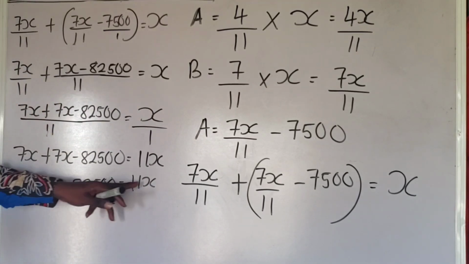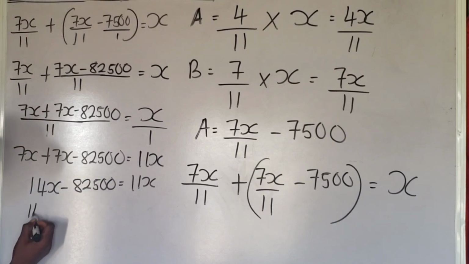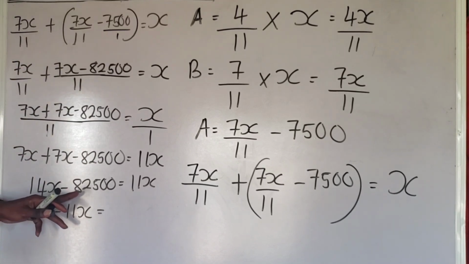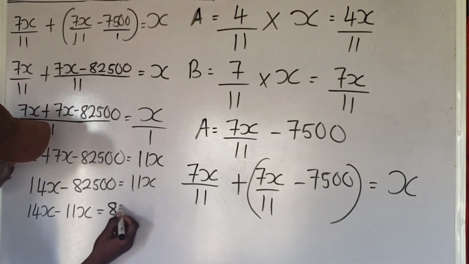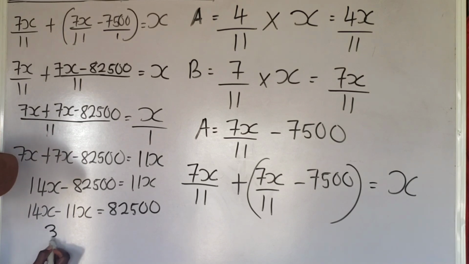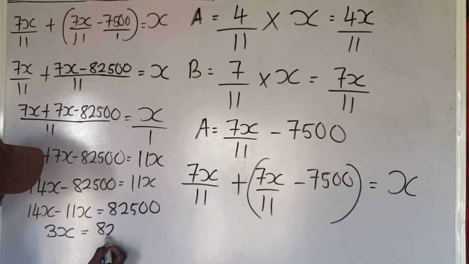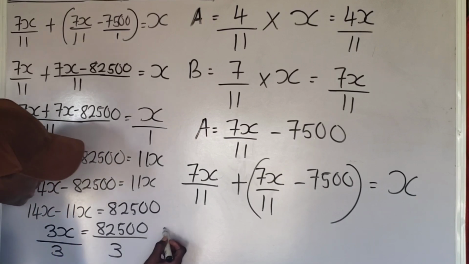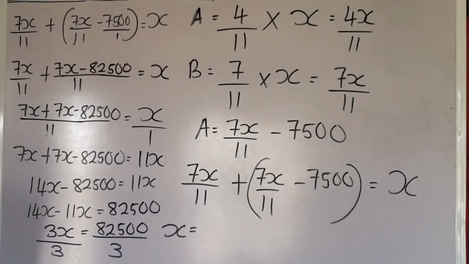Okay, now the next step is that I'm going to collect like terms. So I'm going to have 14x minus 11x is equals to this 82,500 naira, which crosses the equals to sign. Therefore, the negative sign that it has will change to what? Positive sign. So I'm going to have equals to 82,500. Now we have gotten to this point. 14x minus 11x, that is what? 3x. So for this, I'm going to have 3x is equals to 82,500. So the next step is to divide both sides by 3. X will be equals to 82,500 divided by 3. That is 27,500.